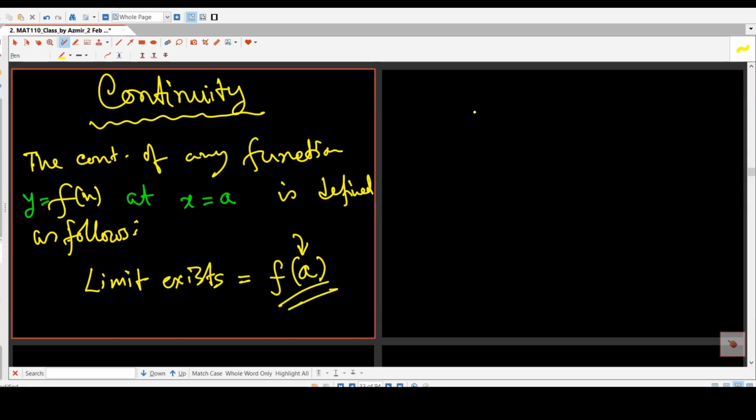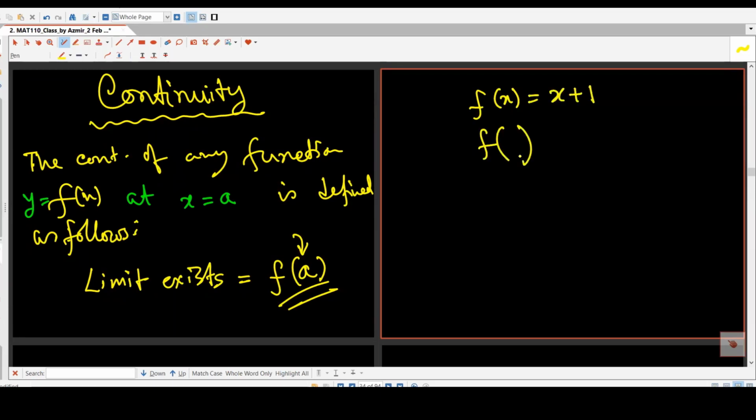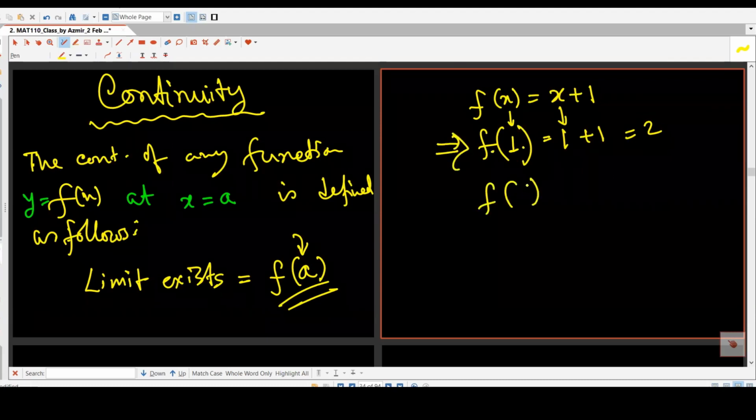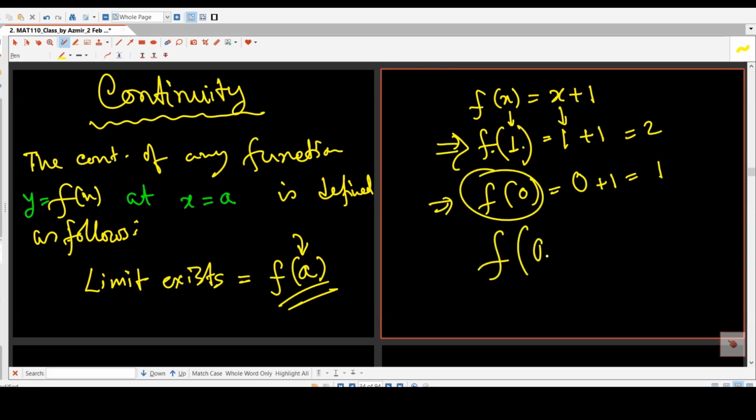What is the meaning of functional value? Suppose we have f of x equals x plus 1. Now we want to input 1. So where we have x, we are plugging in 1. So 1 plus 1, that means 2. This is the functional value, f of a. So let's say we are plugging in 0, where we have x, 0 plus 1. So we have 1. So this is the functional value. So that means I'm talking about f of a. So f of a should be the same as this one.